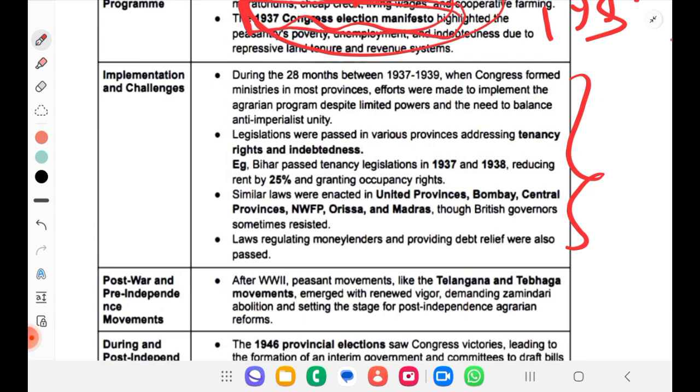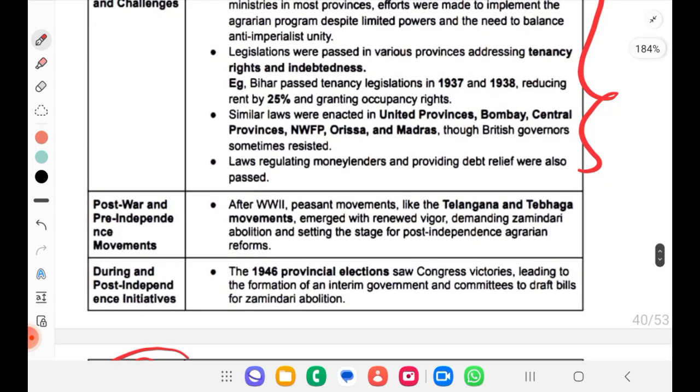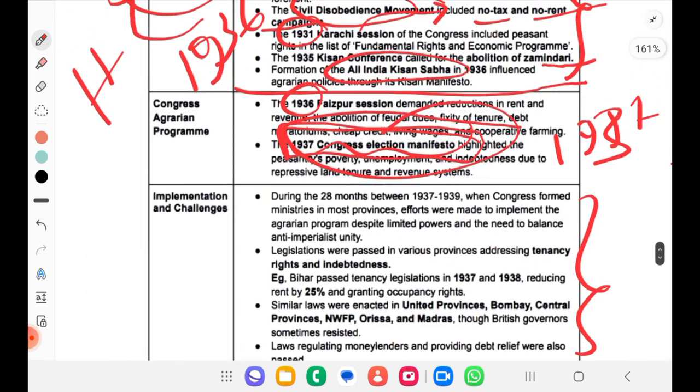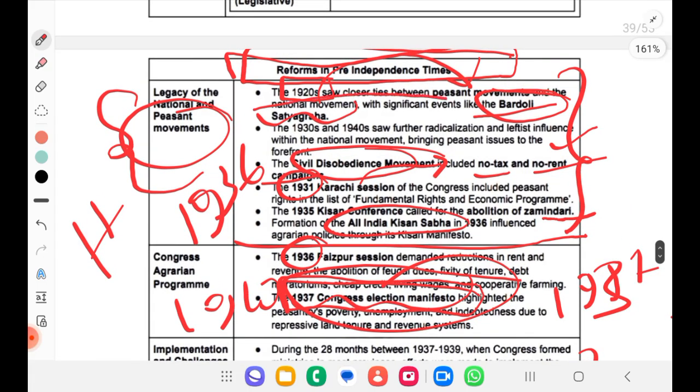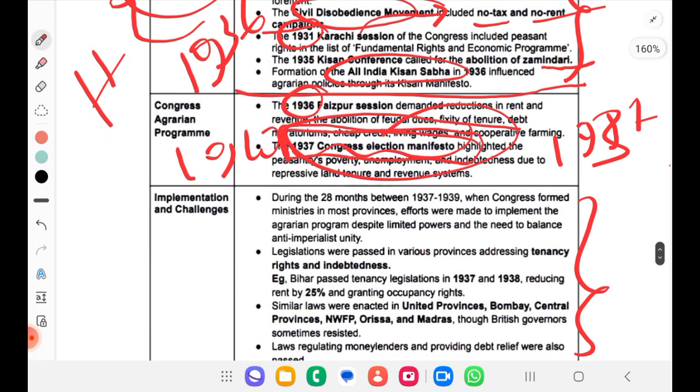So, the post-war and post-independence movement. Once after independence, we have already seen the growth. From the 1920s we started. In the 1920s, we saw peasant movements start, such as the Bardoli Satyagraha. Then 1930 to 40, the civil disobedience. Along with that, the Karachi session is known for it. Farmer rights were well mentioned in the Karachi session, very important, 1931. Later we have a Kisan conference and then the All India Kisan Sabha in 1936 and the Congress manifesto in 1937. Accordingly, before that, a session was also held.